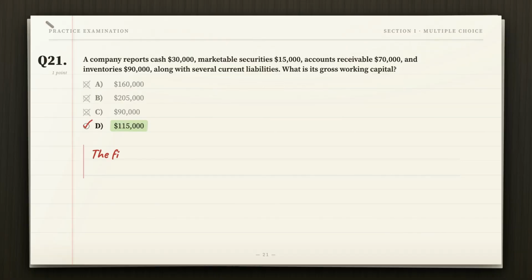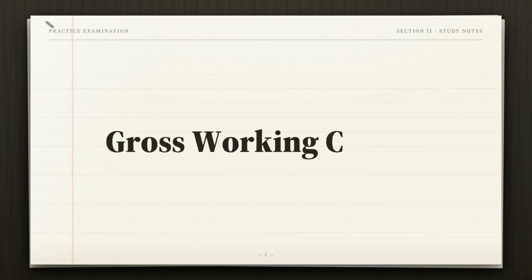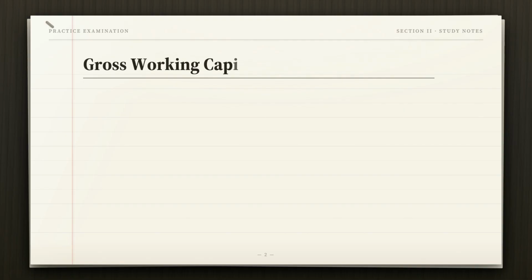D is wrong because the figure $115,000 appears to net something out. Gross working capital subtracts nothing. It is the full total of current assets. Working capital gets its name from what it does. It's the capital that performs the daily work of running a business. Let's look at what gross working capital really means and why it's simpler than it seems.